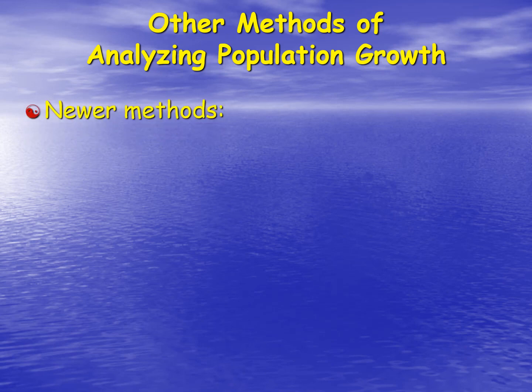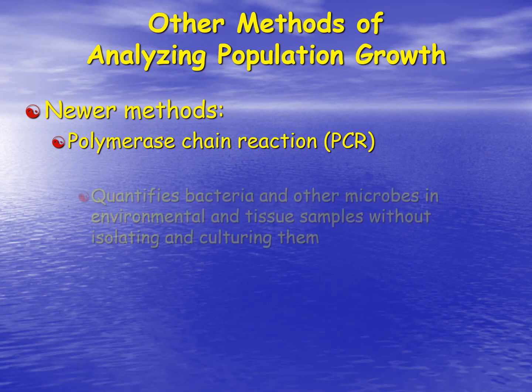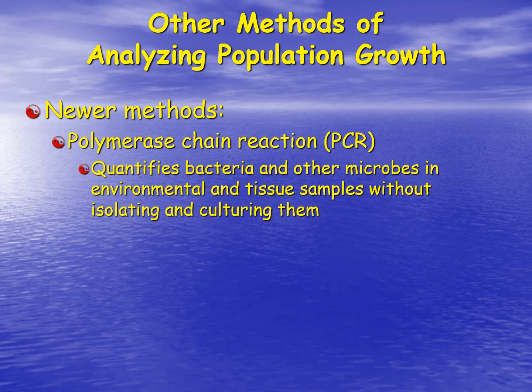Newer methods for analyzing population growth include polymerase chain reaction, or PCR. This quantifies the bacteria and other microbes in the environment and tissue samples without having to isolate and culture them. What we're going to do is count the number of pieces of DNA. Based upon knowing the bacteria's genome, we can say, okay, I had this many pieces of this particular piece of DNA, so I now have that many bacteria that would have produced that many pieces of DNA.